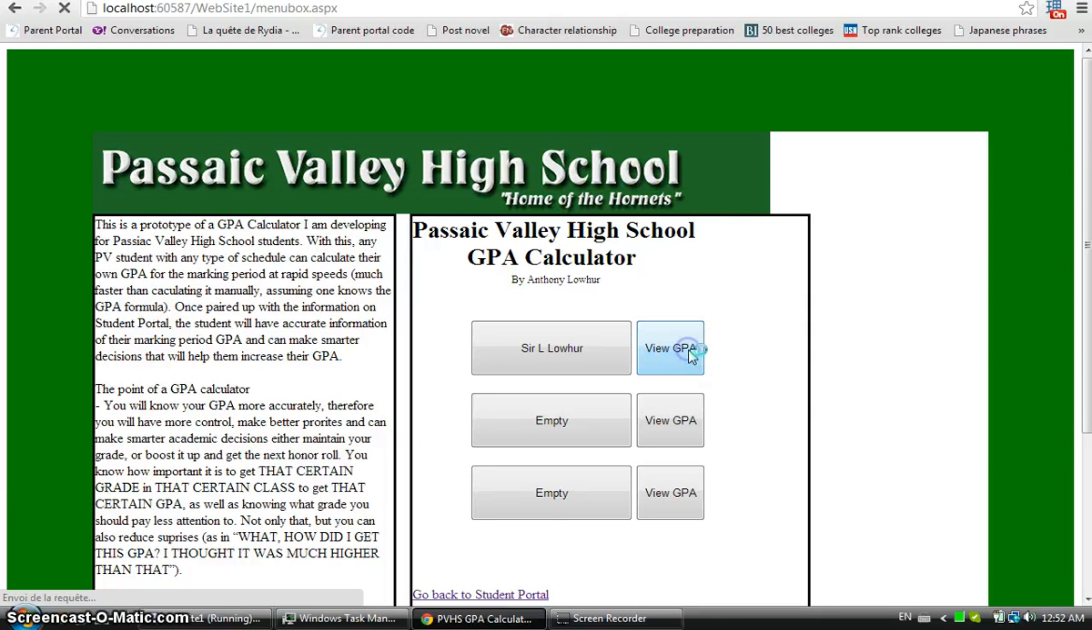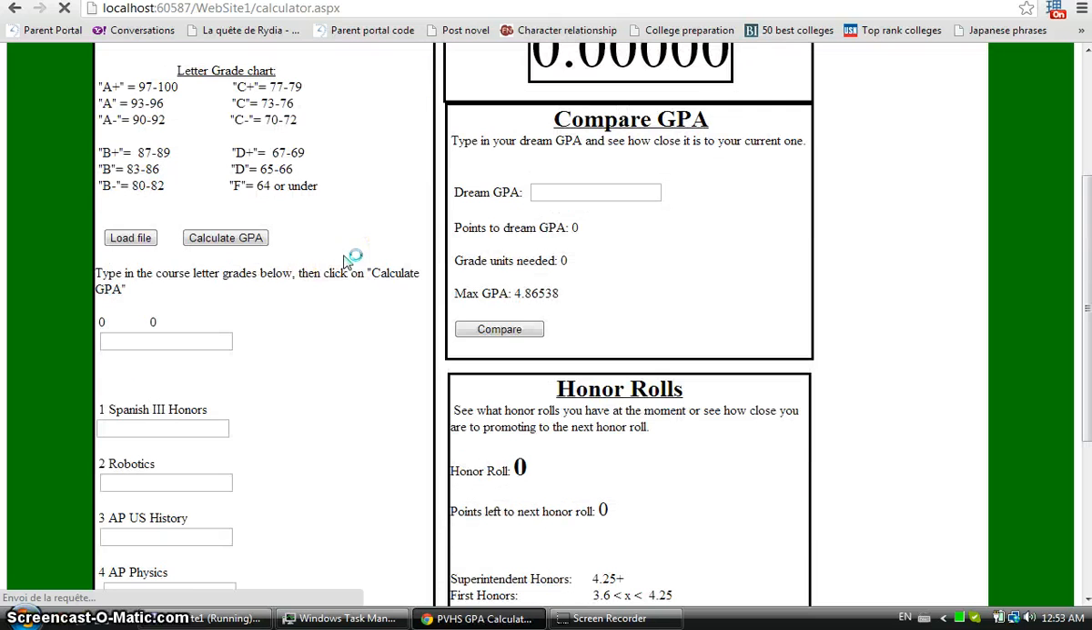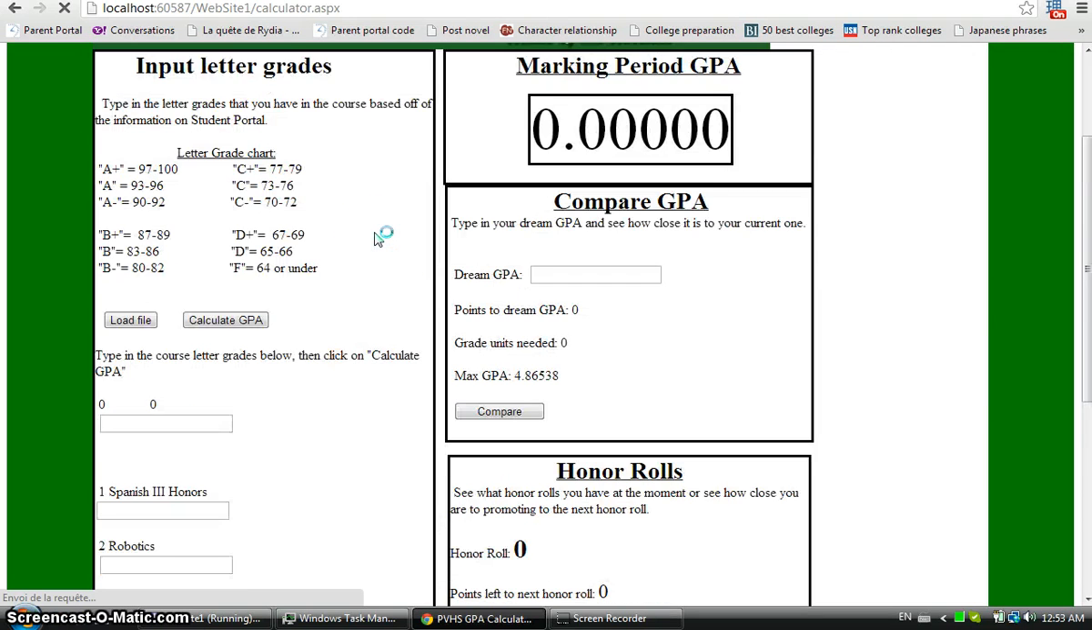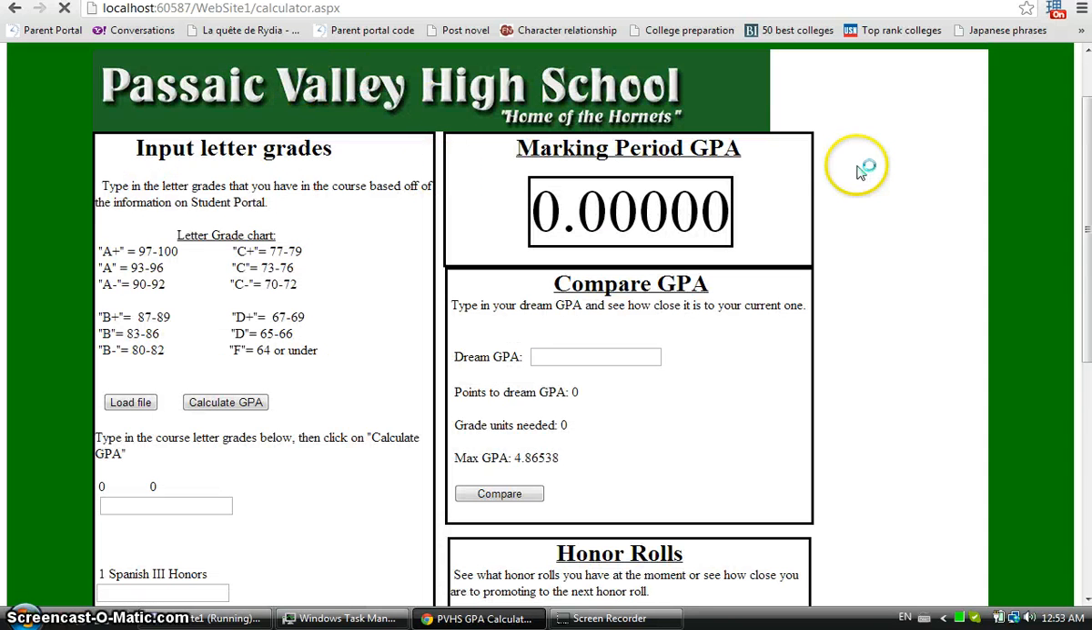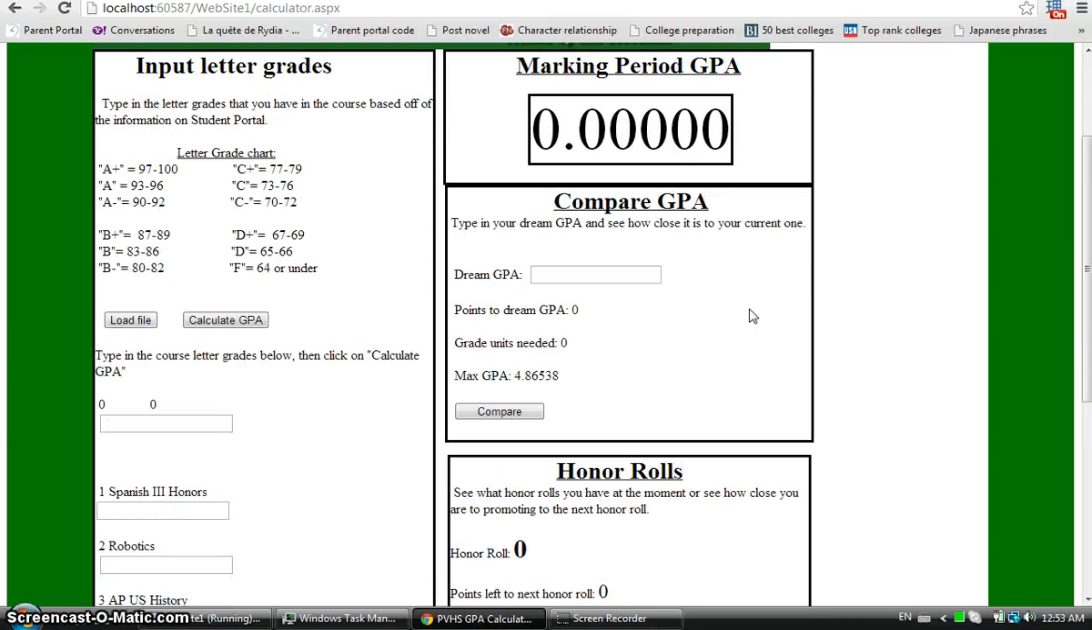and then let's actually go to the GPA calculator. This will be the page that determines your GPA. Input letter grades, multi-period GPA, and honor rolls. I've also created a new feature on this calculator called Compare GPA. What this does is you type in your Dream GPA, and it will compare it to your current multi-period GPA to see how far you are from reaching your Dream GPA.